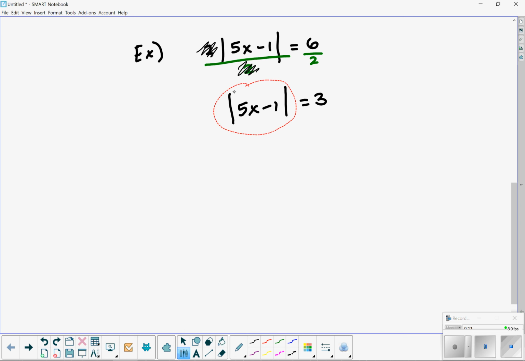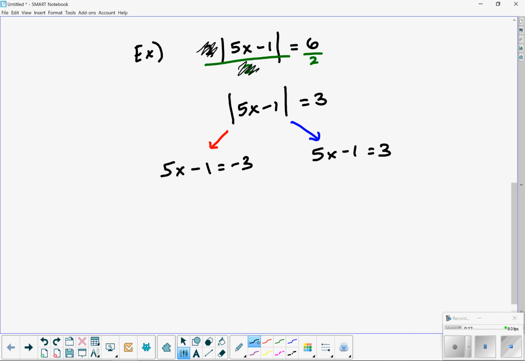And now I can go ahead and write it two different ways, right? The first way is going to be 5x, the inside part, is equal to the opposite. And then the second way, 5x minus 1 is going to equal 3. Okay, and just like we said before, this inside could become a -3, or the inside could be a 3, and that will give us the absolute value of 3 anyways.